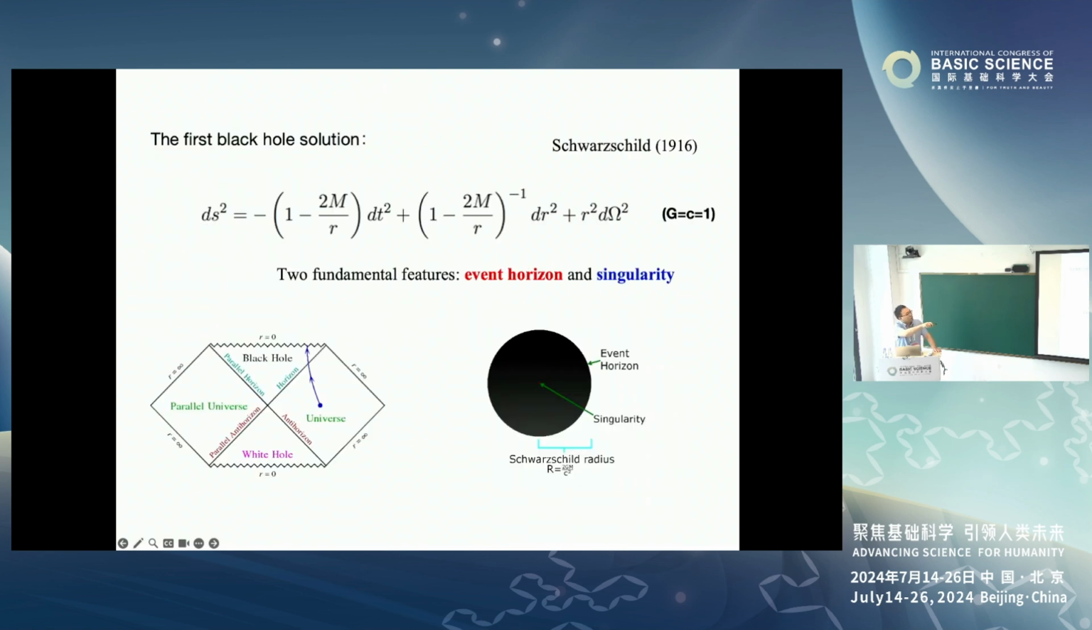The first black hole solution was given by Schwarzschild at the beginning of the last century. The solution is very simple. It has only one parameter, the capital M, which is nothing but the mass of the black hole, and it is a spherically symmetric object. But you can see this solution contains two fundamental features of a black hole. One is at r equals 2M, where this component vanishes, which is nothing but the event horizon I just mentioned.